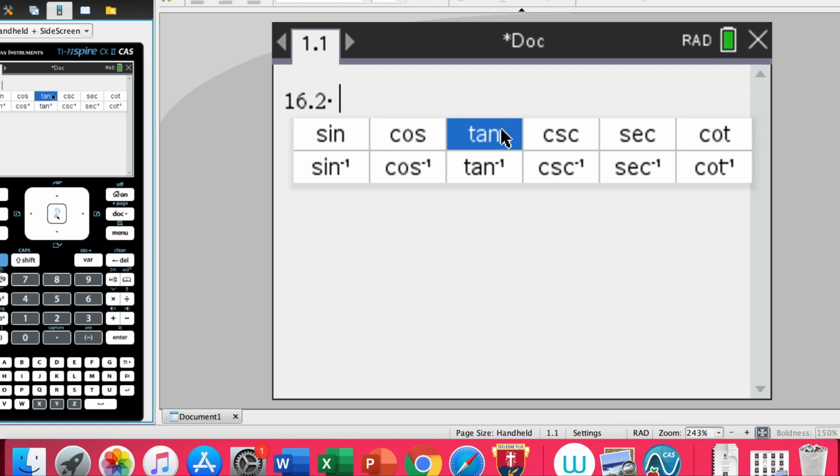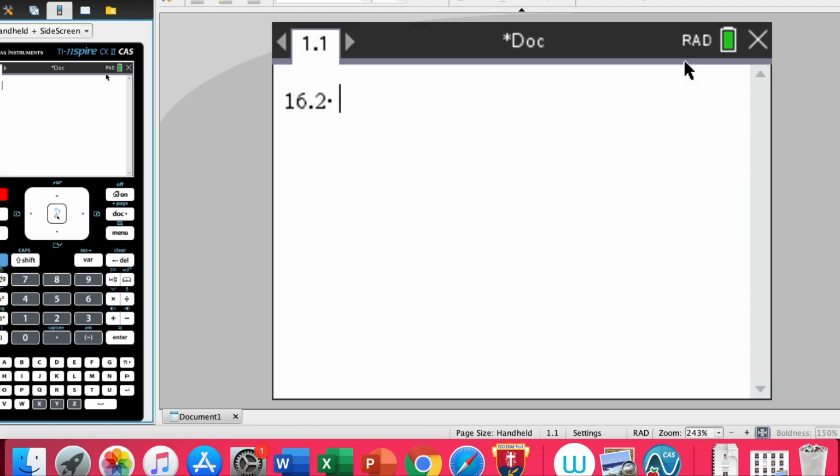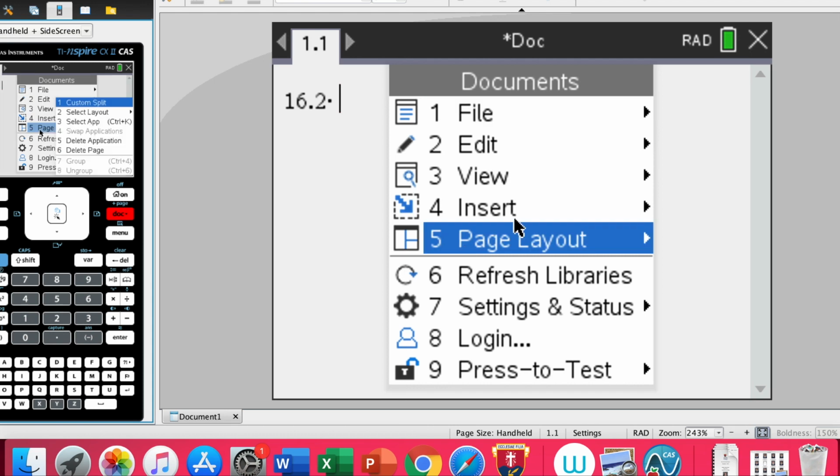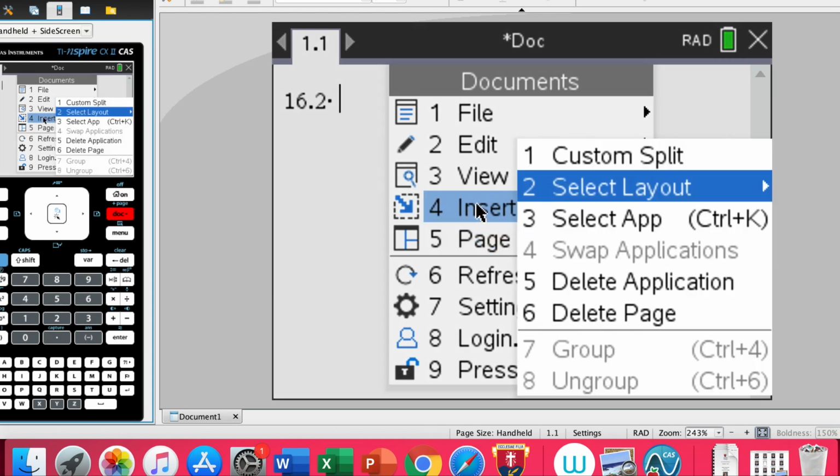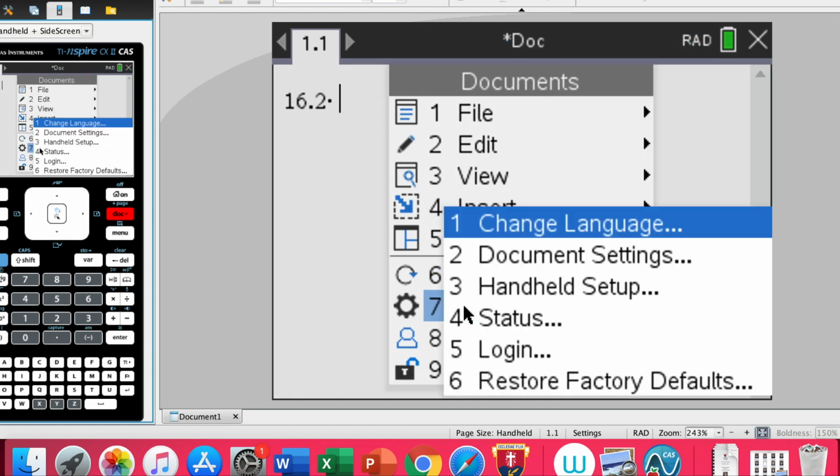This is not going to work, and I'm going to tell you why, because over here it says radians. So it's good that this happened, because we all have to change this to be degrees. How do we do that? So we have to go to our document, and we have to go to settings. Where is settings? Number 7, settings.